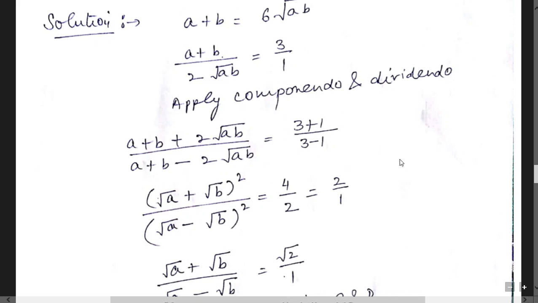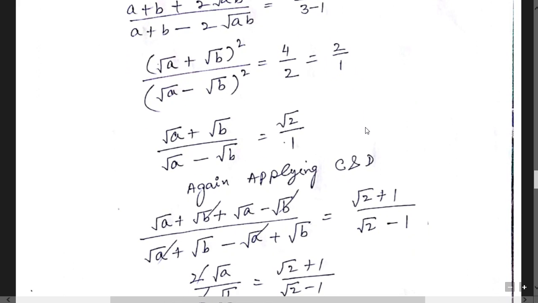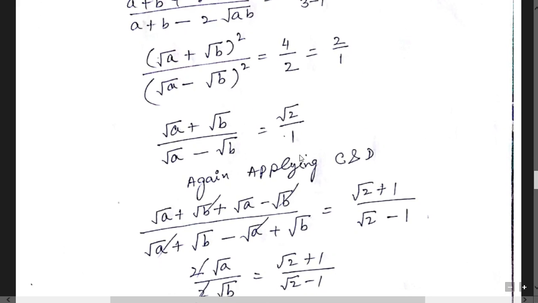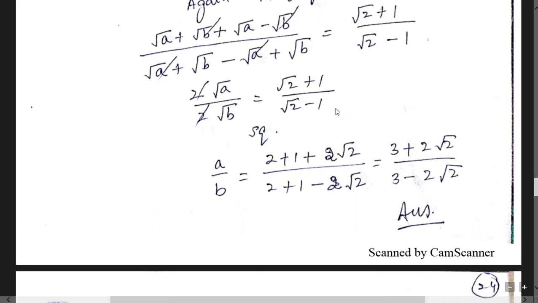Clearly on the numerator square root A plus square root B whole square, and in the denominator it's square root A minus square root B whole square. And on the right hand side it's 4 over 2. It means we can write 2 over 1. Then take square root. You can write square root A plus square root B divided by square root A minus square root B is equal to square root 2 plus 1. Then again apply componendo and dividendo. In the numerator you can add, in the denominator you can subtract. Clearly you obtain 2 into square root A divided by 2 into square root B. On the right hand side square root 2 plus 1 over square root 2 minus 1. Then again scale the terms.